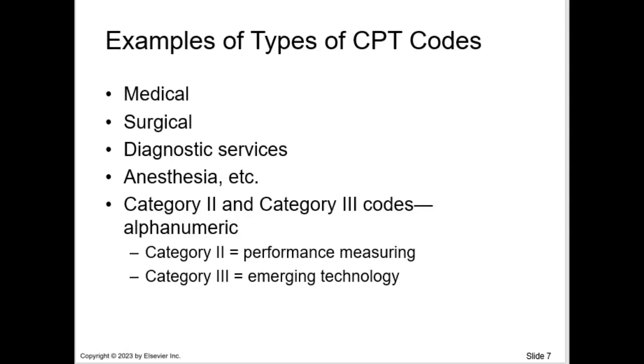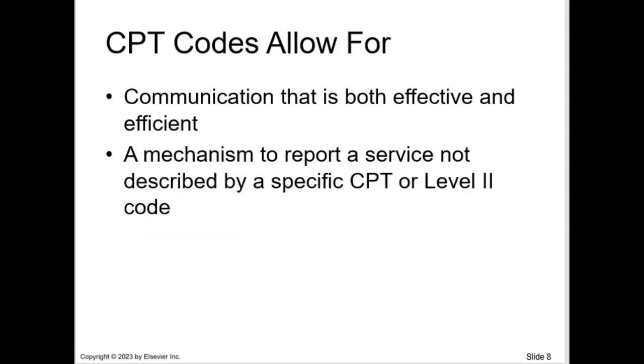We have 6 main divisions of category 1. These are evaluation and management codes, so it'll be like office visits, ER visits, hospital visits. You get the word here, visits. Then we have a section for anesthesia, surgery, which is the biggest section of the CPT book. We have radiology, 7,000 codes. We have path and lab, 8,000 codes, and then medicine.